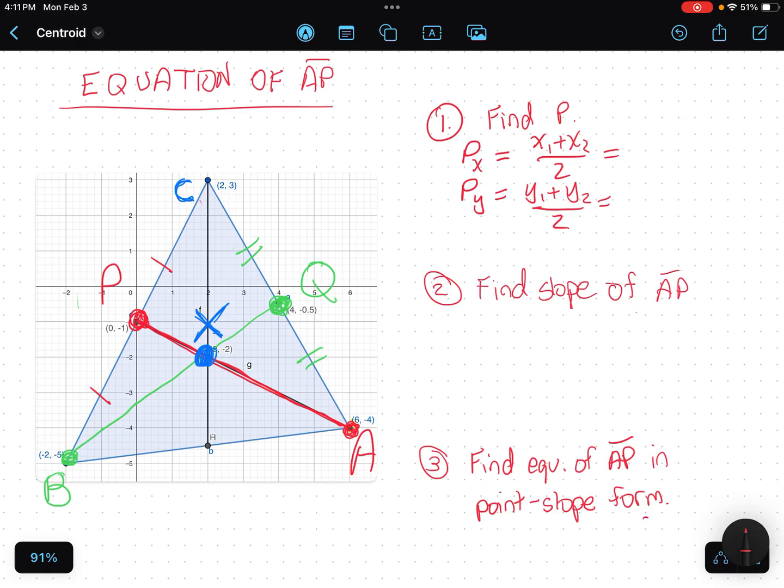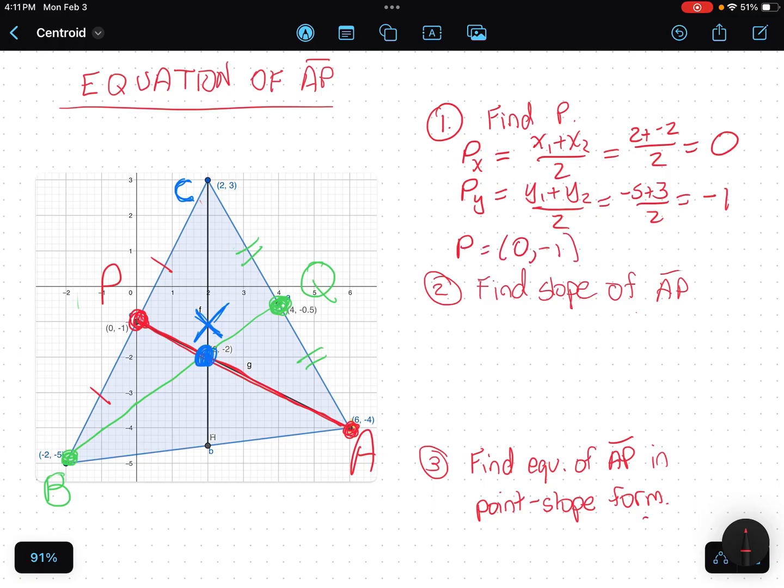So in doing so, the x-coordinates are 2 plus a negative 2, or 0, cut in half. And that, of course, is going to equal 0 for the x-coordinate of point P. And then the y-coordinates are going to be negative 5 plus 3, cut in half, which gives me negative 2 over 2, or negative 1. So the coordinates of point P are 0, negative 1.